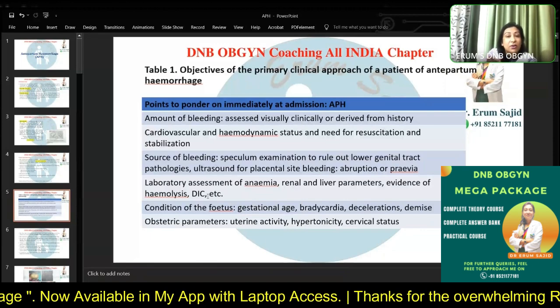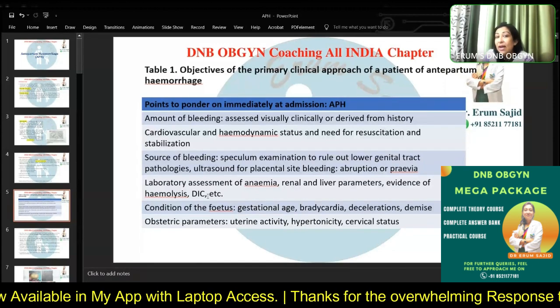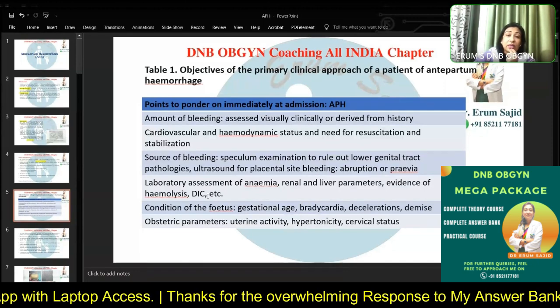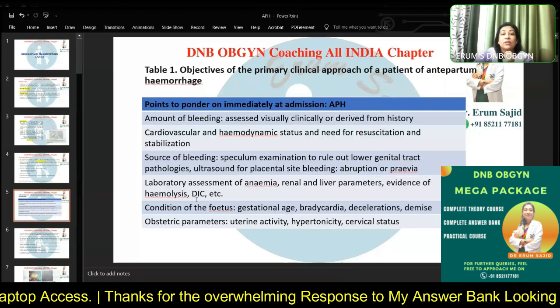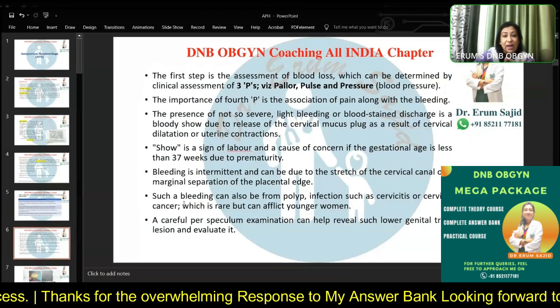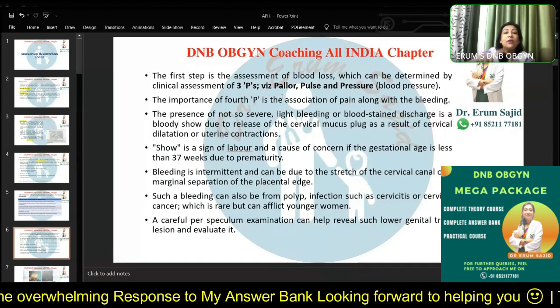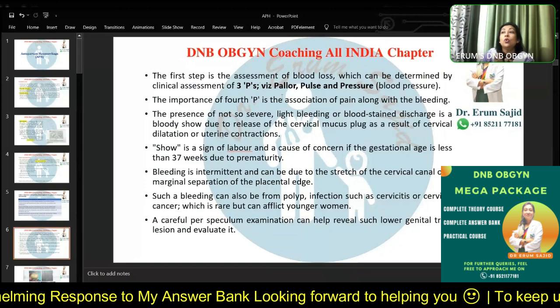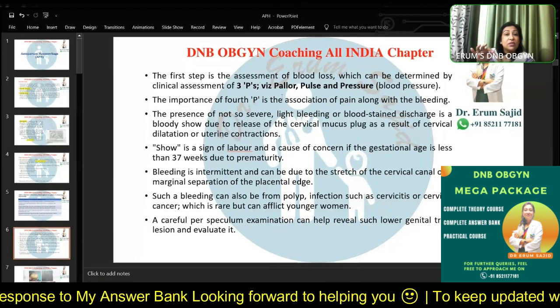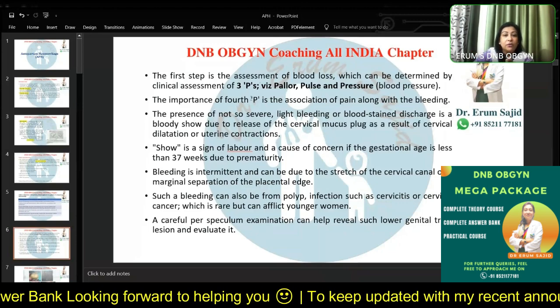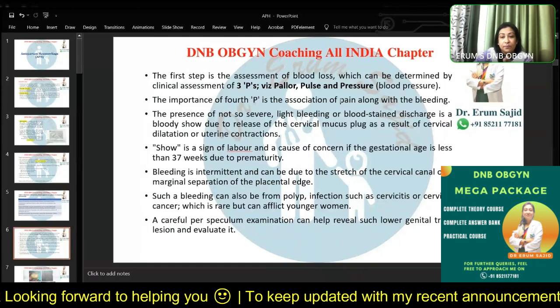And of course, the obstetric parameters, like if the uterus is contracting, if the uterus is tender, what is the level of cervical dilatation, if at all these things. So the first step is the assessment of the blood loss, okay? And how will you do that? Pallor, pulse, pressure. So you need to know if the patient is pale, if the patient is having tachycardia, if the patient is having no BP, because the 4th P is actually the pain.